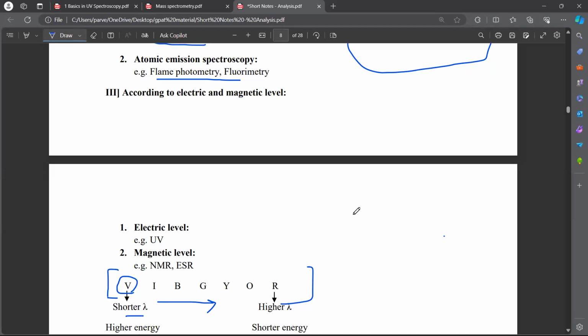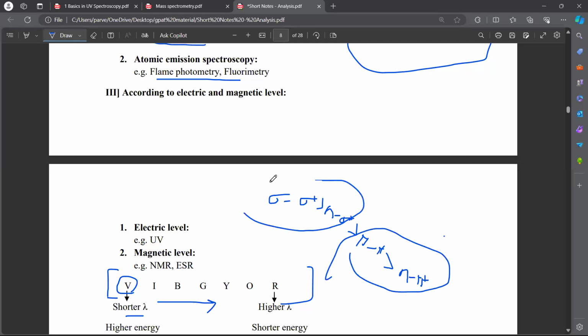Sigma to sigma star is highest. Great. Next, after that, n to sigma star. Great. Next is lower than n to sigma star. Nice. Great, guys. Next, pi to n, or is it pi to pi? It is pi to pi. Next, n to pi. Great, Kavish. Next, it is n to pi, the last one.